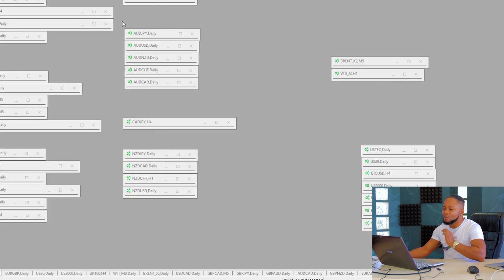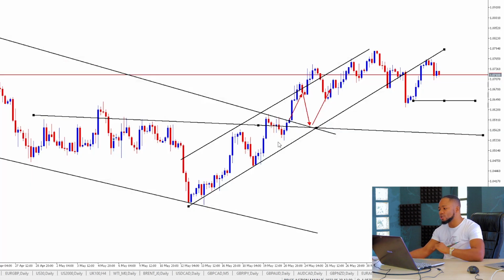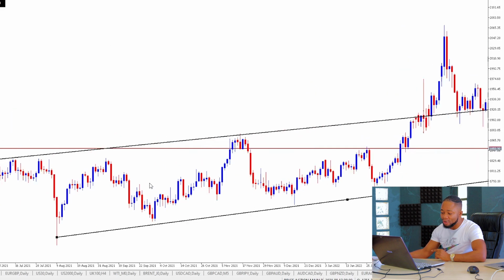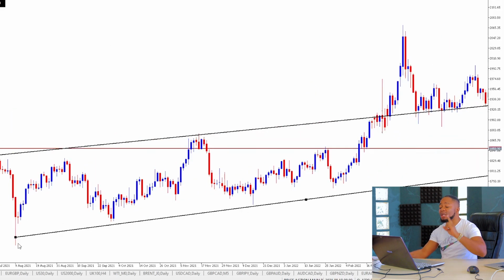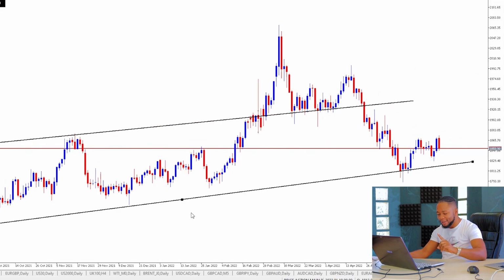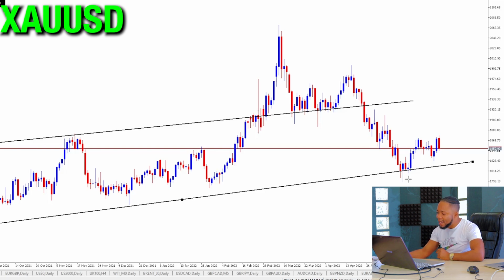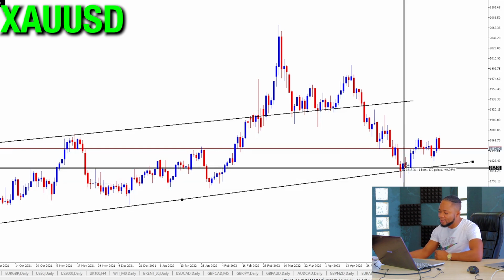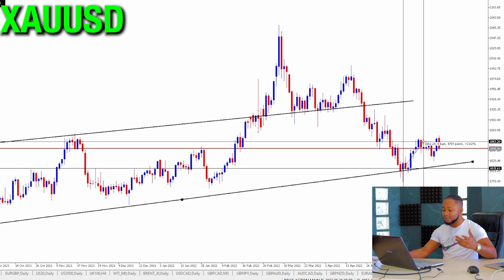Let's go to another pair, which is gold. Let's go to EURUSD. On EURUSD, I don't really have much I'm watching, but another one which I've been watching since the 9th of August 2021 is gold. At this point, this same trend line, this same support zone was tested about a month ago, on the 16th of May. I took the first trade here and I made almost 400 pips. I think I shared that trade with you guys on the channel.